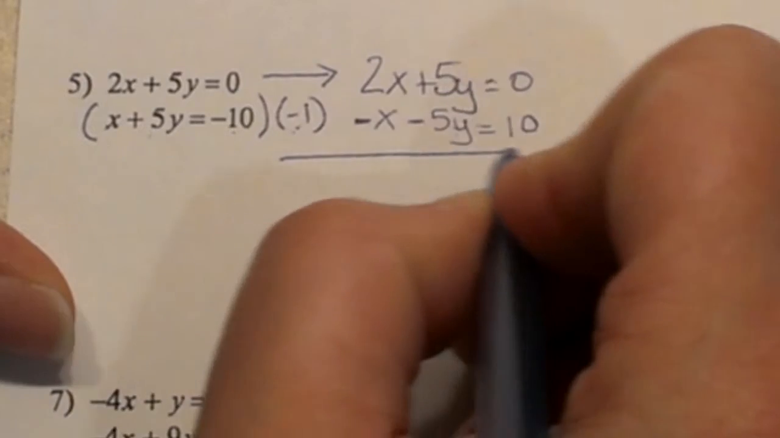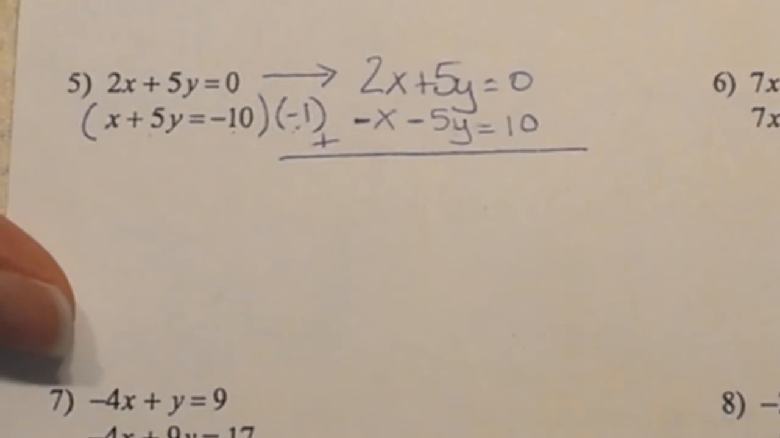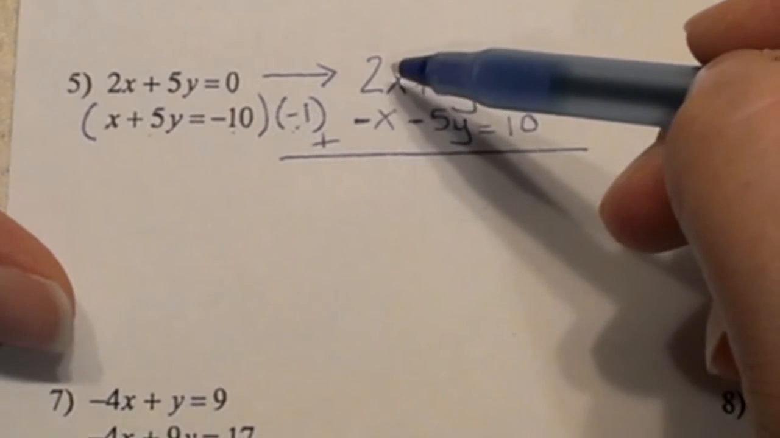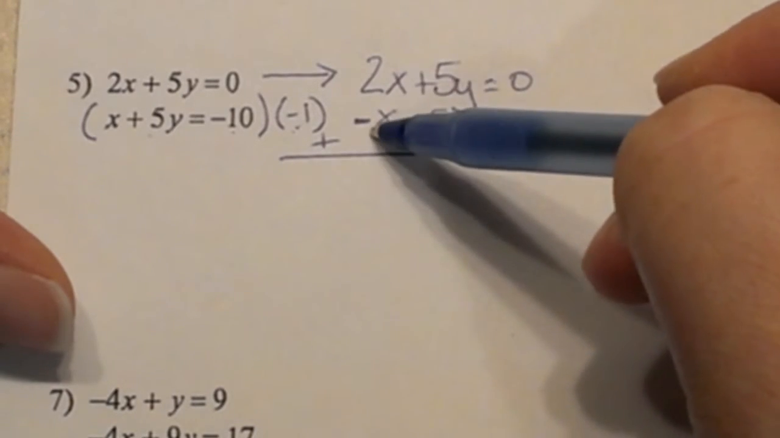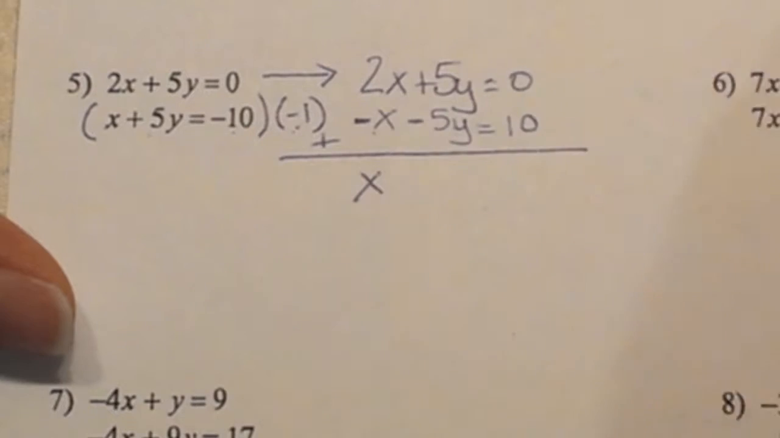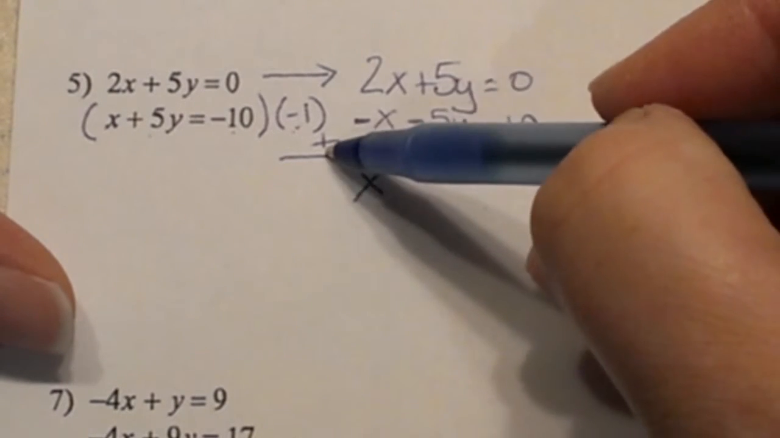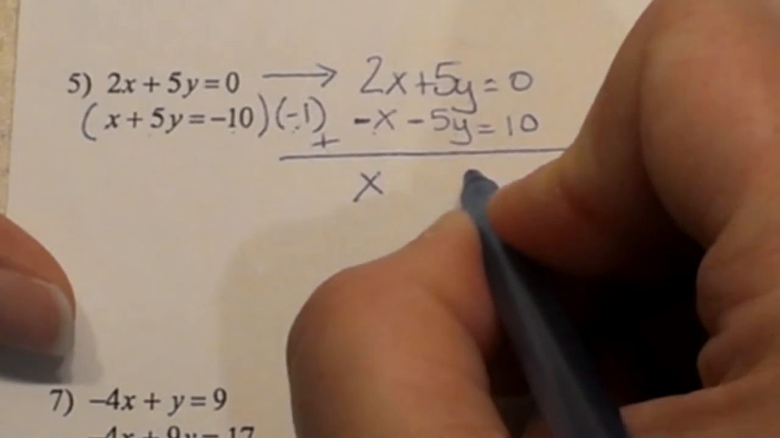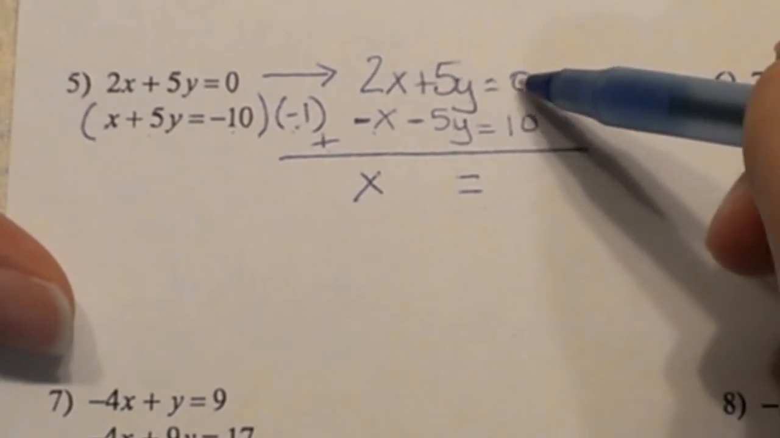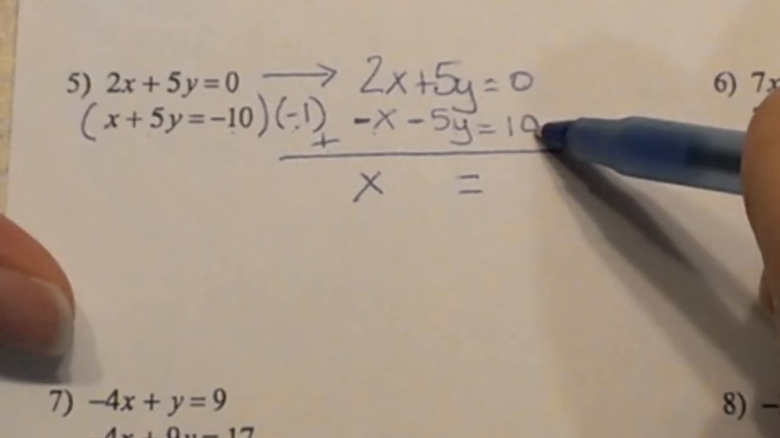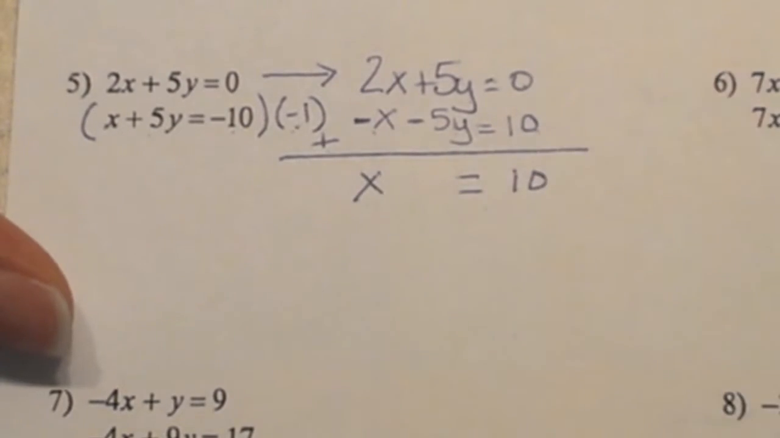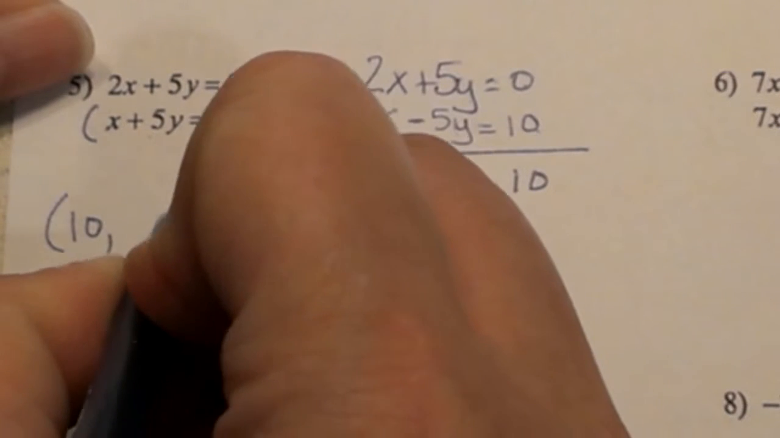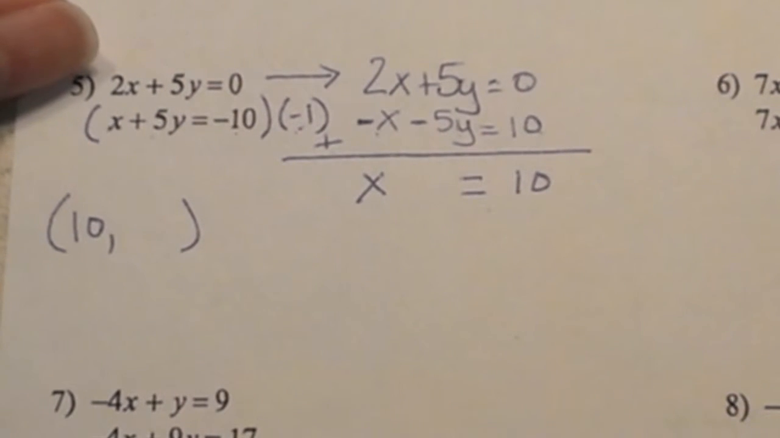I can use elimination by just adding these two equations together, remembering that I can only combine my like terms. 2x plus a -1x is just x. 5y plus a -5y is 0. We've eliminated the y's from our equation. And 0 plus 10 is 10. Remembering, of course, that finding that x is equal to 10 is only half of my solution.